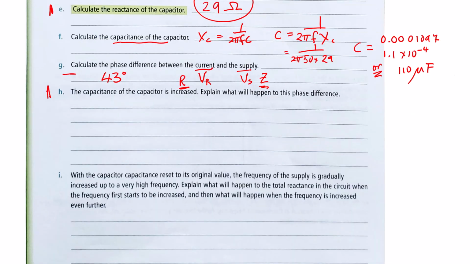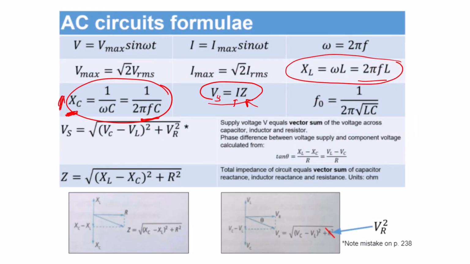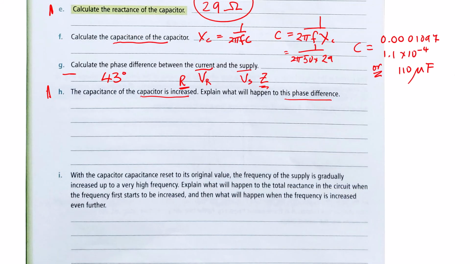Okay, part H, the capacitance of the capacitor is increased. Explain what happens to the phase difference. Okay, let's check our formula again. As capacitance increases, reactance decreases. So the capacitance is increased, so that means the reactance decreases. So an increase of capacitance decreases the capacitive reactance.